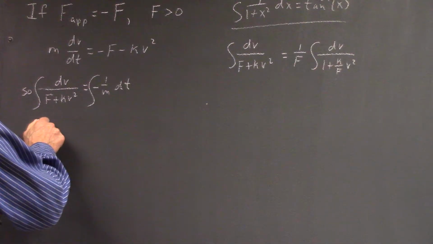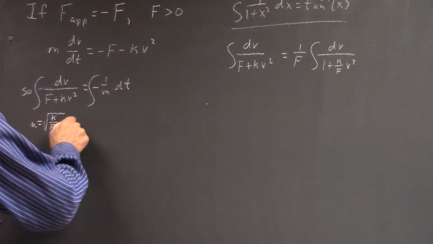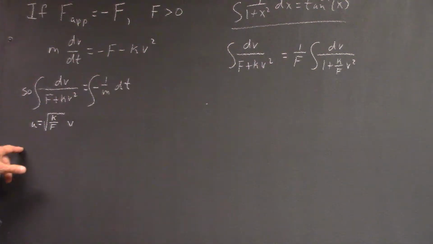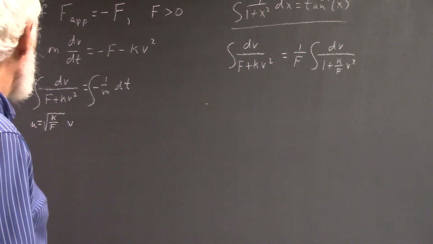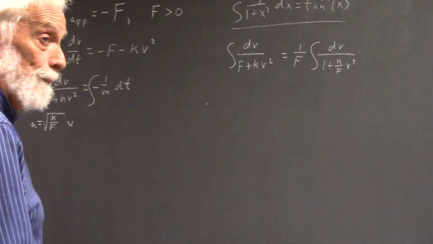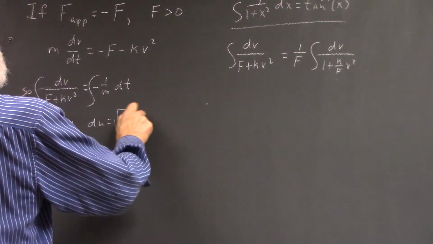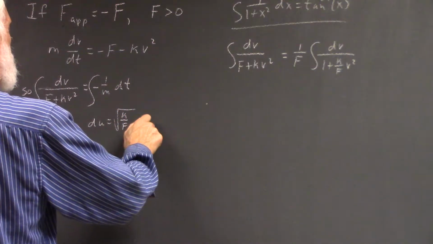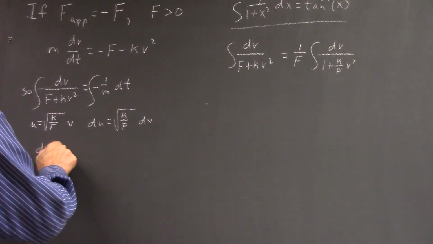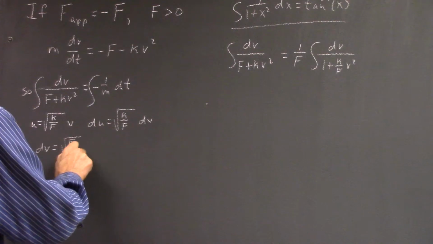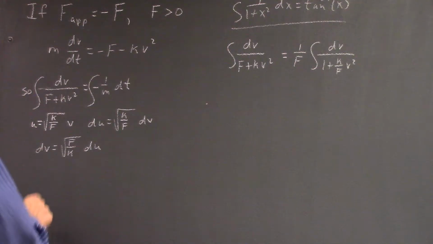Now I'm going to do the substitution. I'm going to let u equal the square root of kappa over f v, so that kappa over f v squared is u squared. But it's going to be in this form. Then du equals this, so dv is the square root of f over kappa du.